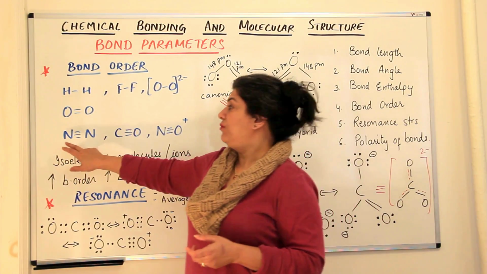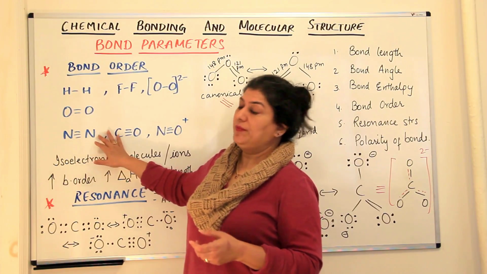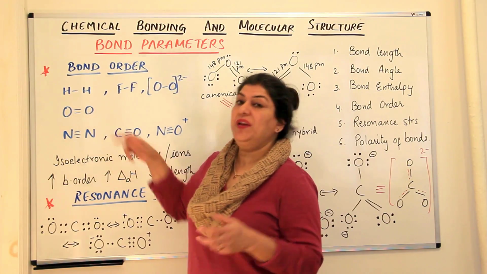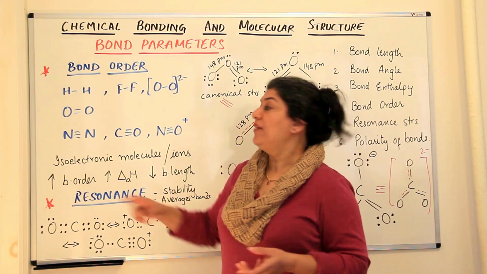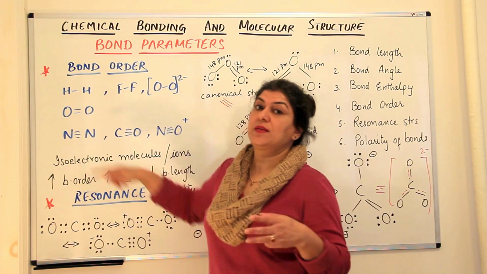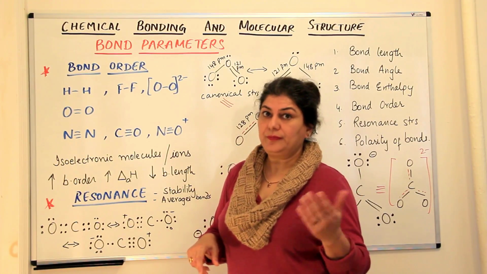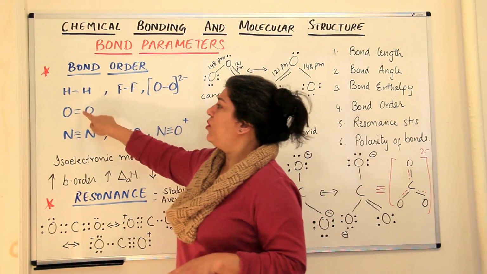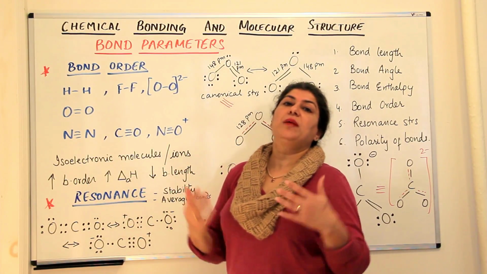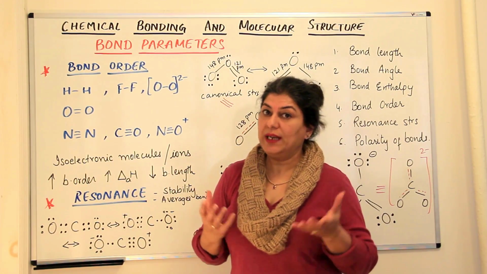And nitrogen, which has 5 electrons in its outermost shell, both the nitrogens share 3 pairs of electrons, forming a triple bond among themselves, and therefore a nitrogen molecule has a bond order of 3. So bond order is basically nothing but the number of shared pairs of electrons or the number of bonds shared between atoms.